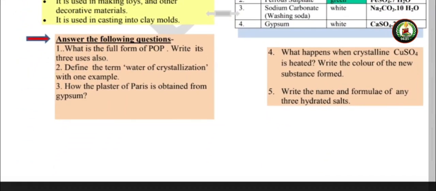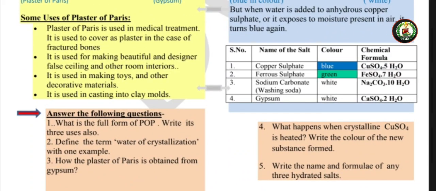Now move on to the questions. What is the full form of POP? Very good. Plaster of Paris. Write its 3 uses. Here 4 uses are given, students. You can easily write 3 of them.